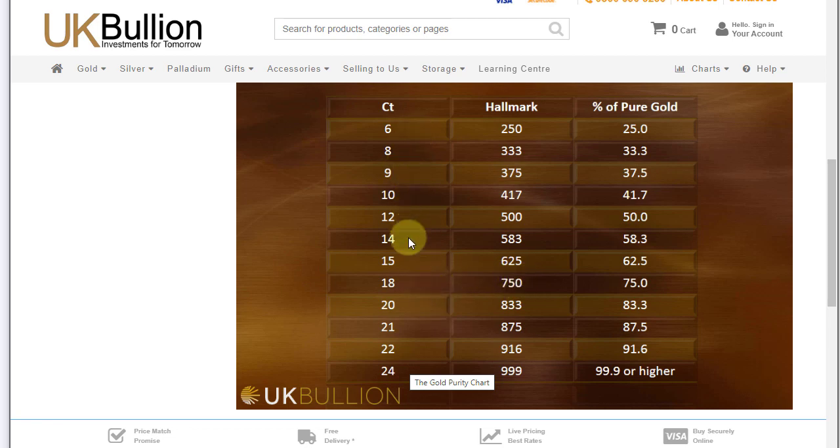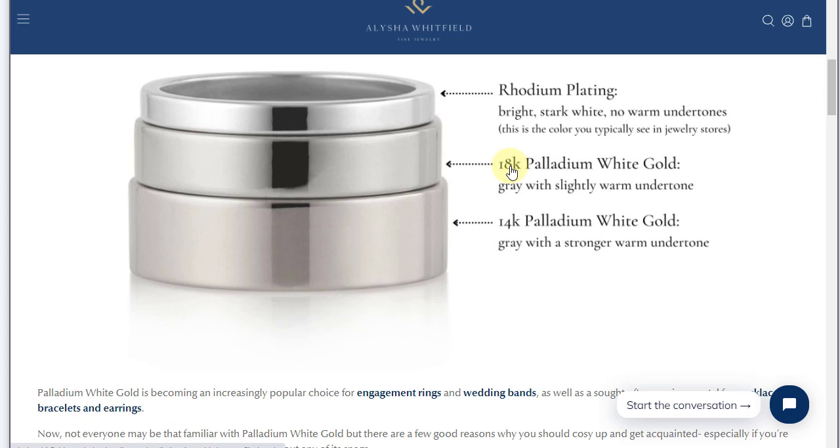So karats, in terms of gold purity, are 24ths purity, not to be confused with the carat that's used for diamond weight. And 18 is 75% pure gold, 14 is about 58%. So that's what they're talking about when they're talking about 18 karat gold, the rest being palladium, and 14 karat.